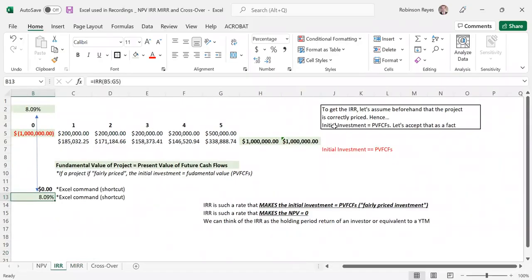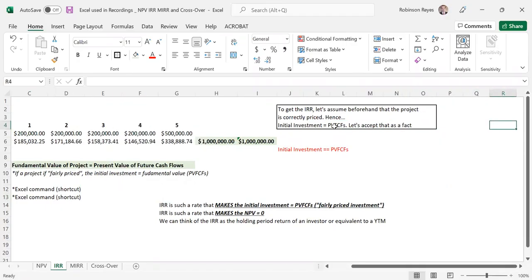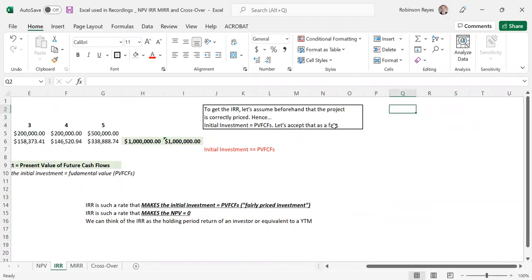Before we start with the modified internal rate of return, I would like to show you visually in a chart what the NPV profile of a project looks like and how we can visually identify the internal rate of return. This is going to be helpful, right?